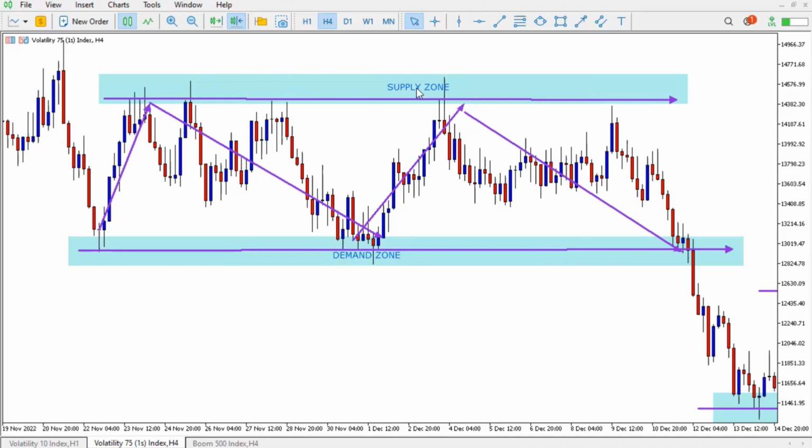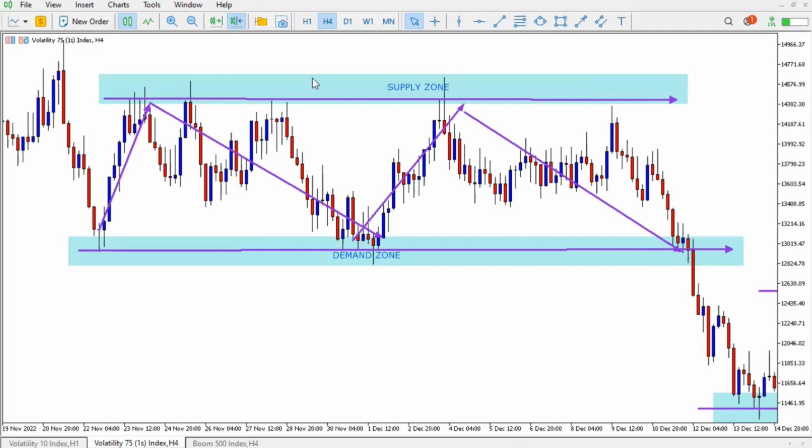A supply zone is where the market sells from, while a demand zone is where the market buys from. So how do you know a demand zone? A place where the market bought from initially. That's how you know a demand zone. A demand zone is a place where the market bought from, a place where people bought the market from initially.